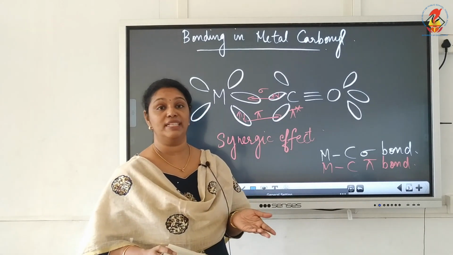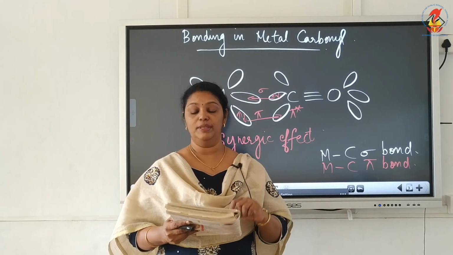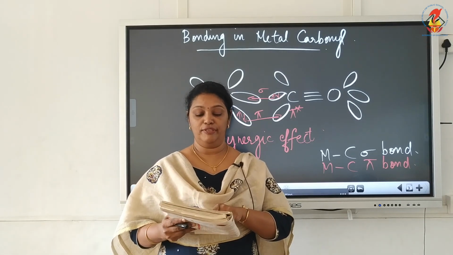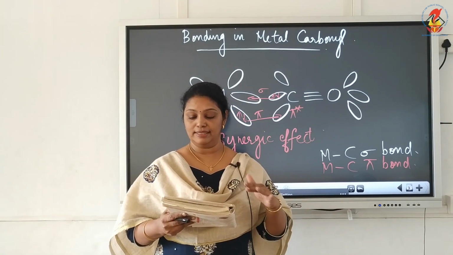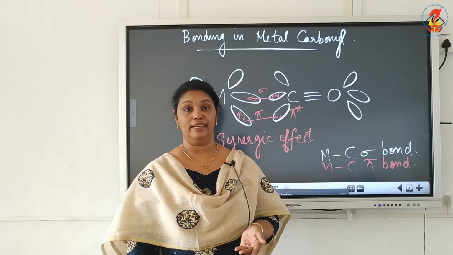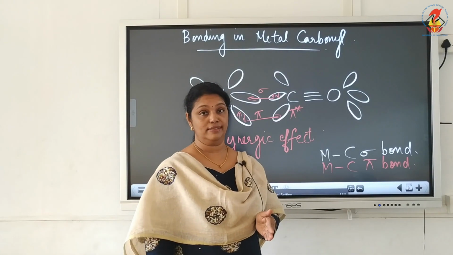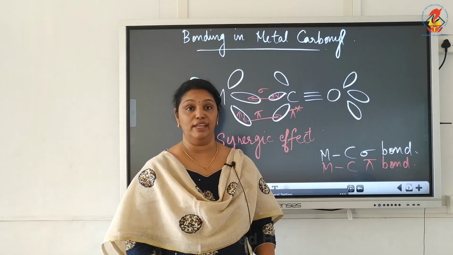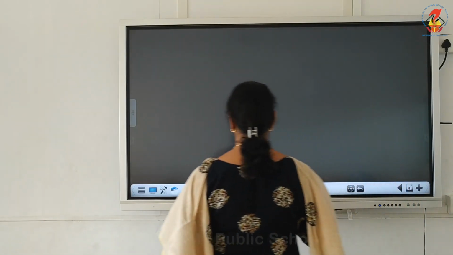And how does it help the metal carbonyls? The synergic bonding will strengthen the bond between the CO group and the metal. That is, the sigma bond formation will strengthen the pi bond and vice versa. As a result, the bond between CO and metal will be strengthened. So, this is our bonding in metal carbonyls. Now, next comes the application of coordination compounds. So, the next topic is application.